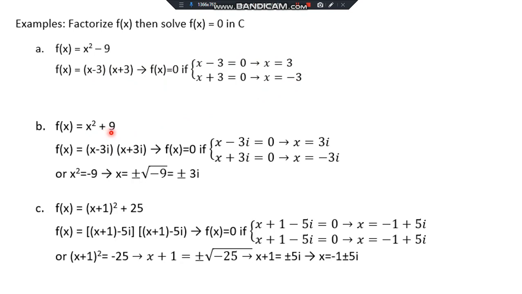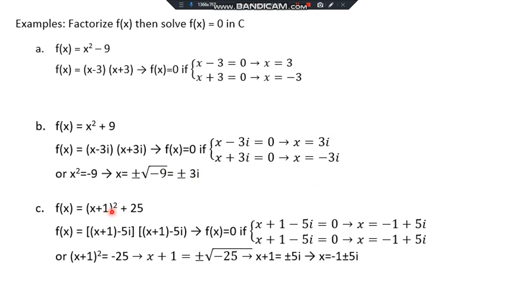You all know x squared plus 9. I want to factorize it: x minus 3i into x plus 3i. If you equate it to 0, either this is 0 or this is 0. So x is 3i or minus 3i. Or you can solve directly, equal to 0. So you're going to get x squared equals minus 9. X equals plus or minus square root minus 9. Square root minus 1 is i, and square root 9 is 3. So it's plus or minus 3i.